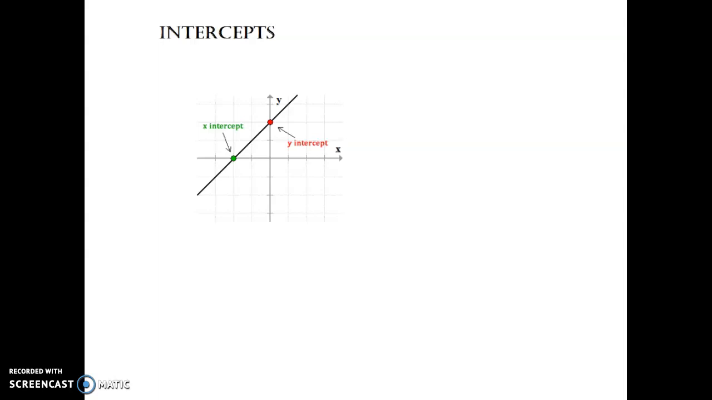So the first idea is intercepts. I always think of an intersection. And what you're looking at is the intersection between the two axes. So you are looking for when the graph crosses the x-axis and when it crosses the y-axis. When it crosses the x-axis, it is called the x-intercept. The y-intercept is when it crosses the y-axis. So right there, the red point, that's where it crosses the y-axis.